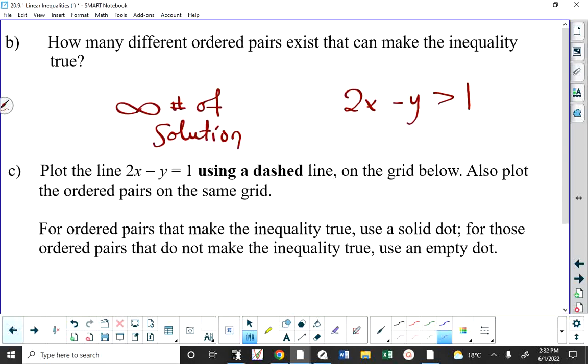Plot the line 2x minus y equals 1. So let's stop for a second. I am taking the inequality and I'm imagining that it's an equality. So we are going to be graphing the line y equals 2x minus 1. And I forgot, I need to hand out rulers because I want you to do accurate work here today with this.